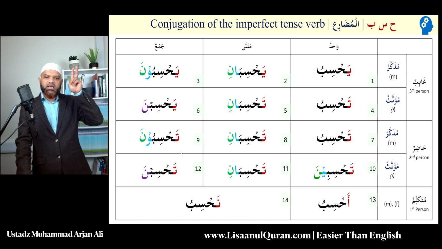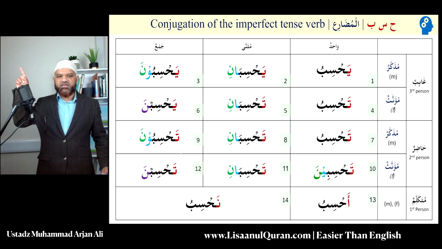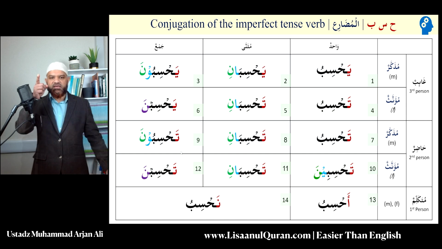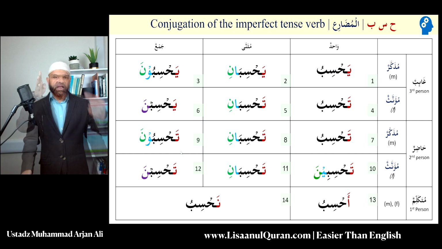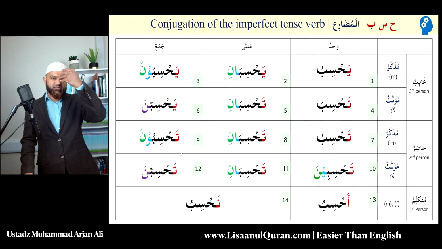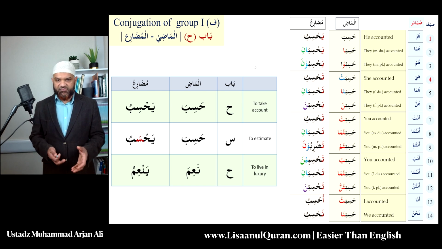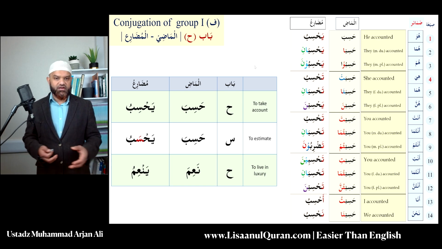Yahsibu, yahsibani, yahsibuna. Tahsibu, tahsibani, yahsibna. Tahsibu, tahsibani, tahsibuna. Tahsibina, tahsibani, tahsibna. Ahsibu, nahsibu. So in principle, this pattern is exactly the same as all the others. Same rules, same everything. Apart from that, it is very rare in Arabic.